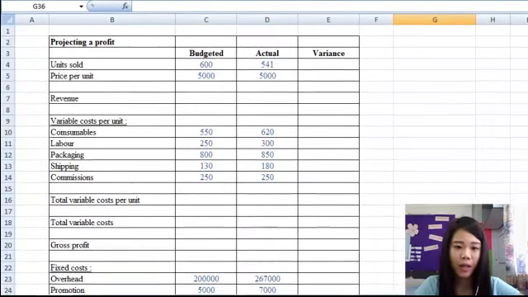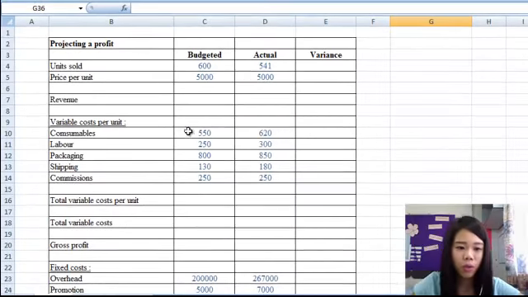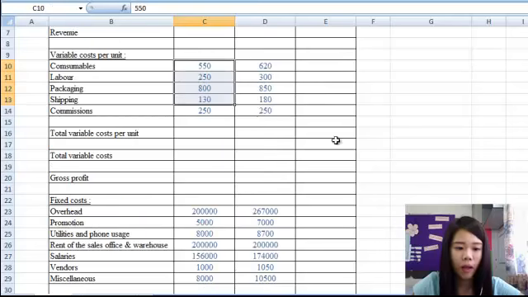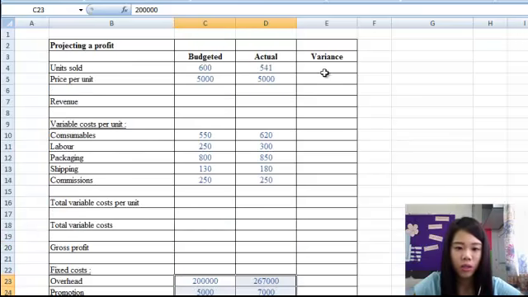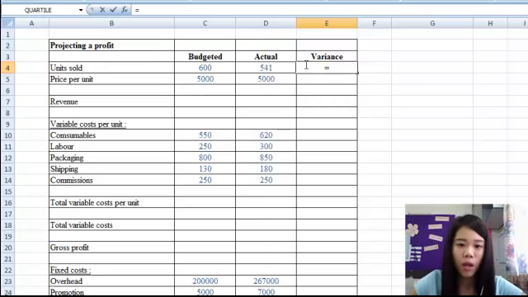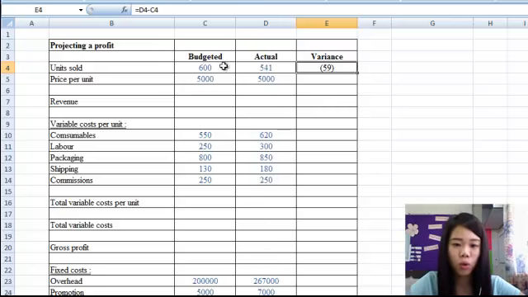This is the budgeted and actual variable cost per unit and the fixed cost for the budgeted and actual production. Now we want to find the variance for actual units sold and budgeted. So we use actual units sold minus the budgeted. So this will be the variance for the units sold of actual and budgeted production.